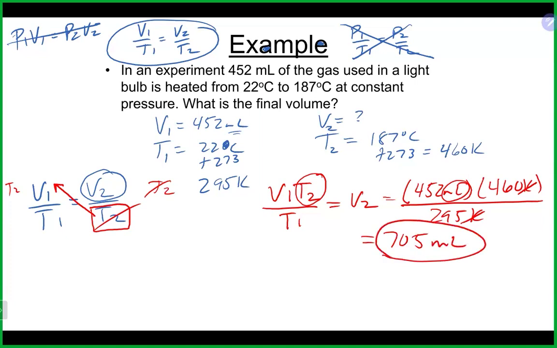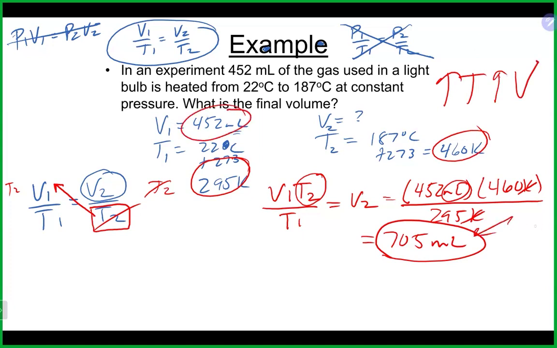Again, in terms of Charles' law relationship, in this case, the temperature went up. That means in terms of the volume, we should also expect it to go up. It started at 452, it ends at 700 or so. So the volume did go in the correct relationship that we see with Charles' law. Question on that there? Yeah.